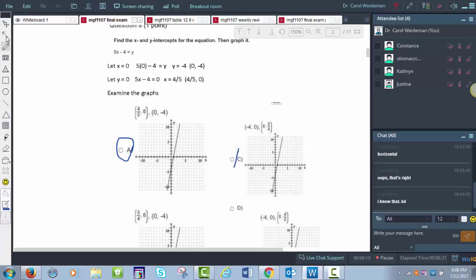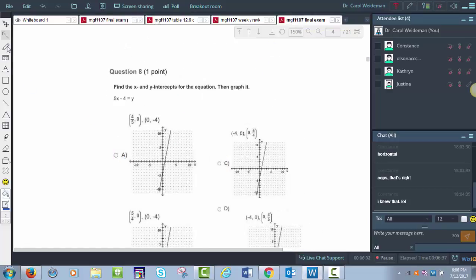Let's just check and make sure. Let's see, 0, -4, 0, -4, and 4/5 is approximately here. So this is the right answer. So again, you can, by process of elimination, get the answers on these pretty quickly. I don't think you'll have trouble with these linear graphing ones. So that was an A.